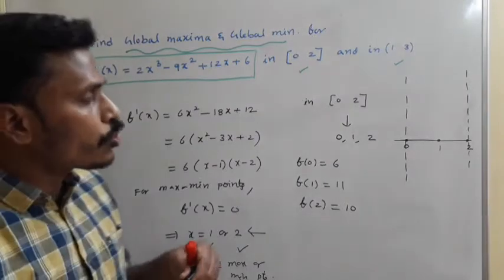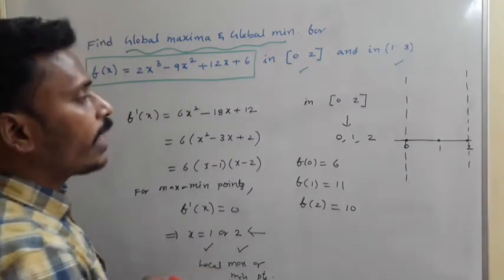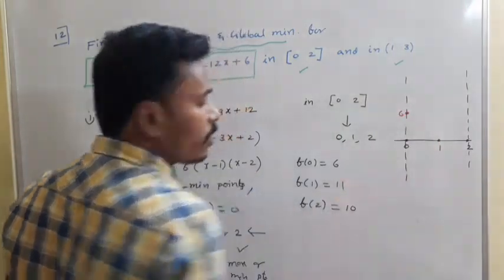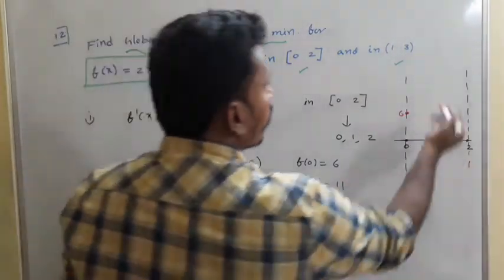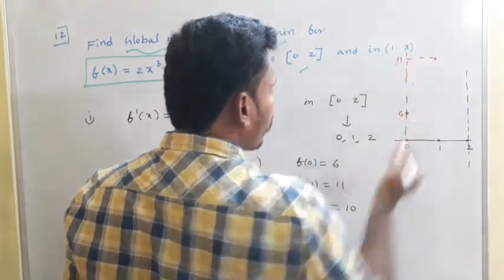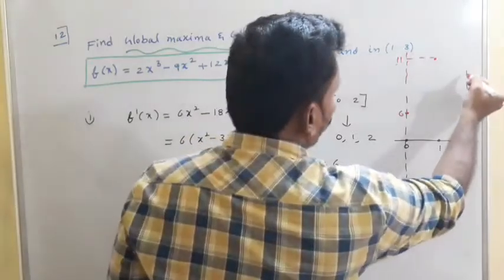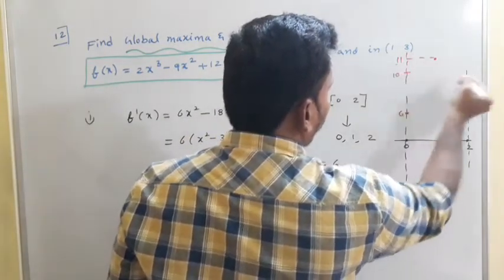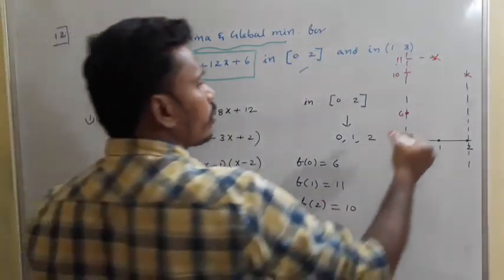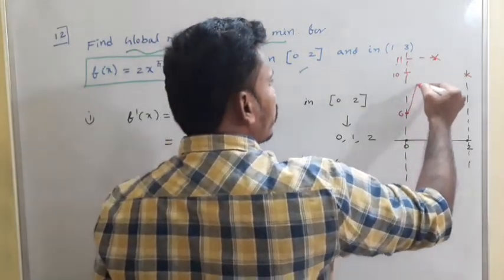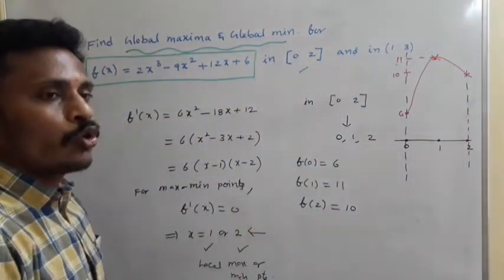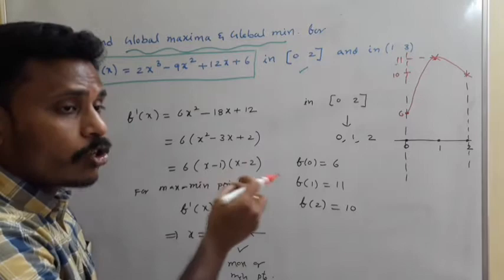If you wish to sketch the graph of this function in the interval 0 to 2, at 0 the functional value is 6. At 1, the functional value is 11. If this point is corresponding to 11, and at 2 the value is 10, so maybe a bit smaller than that 11 here. For sure the graph passes through these 3 points. So this is the sketch of the graph in the interval 0 to 2.